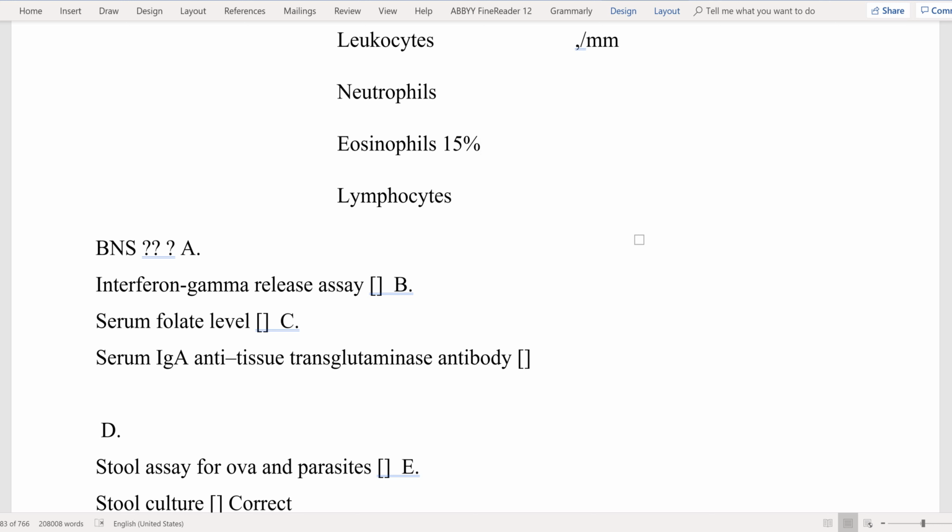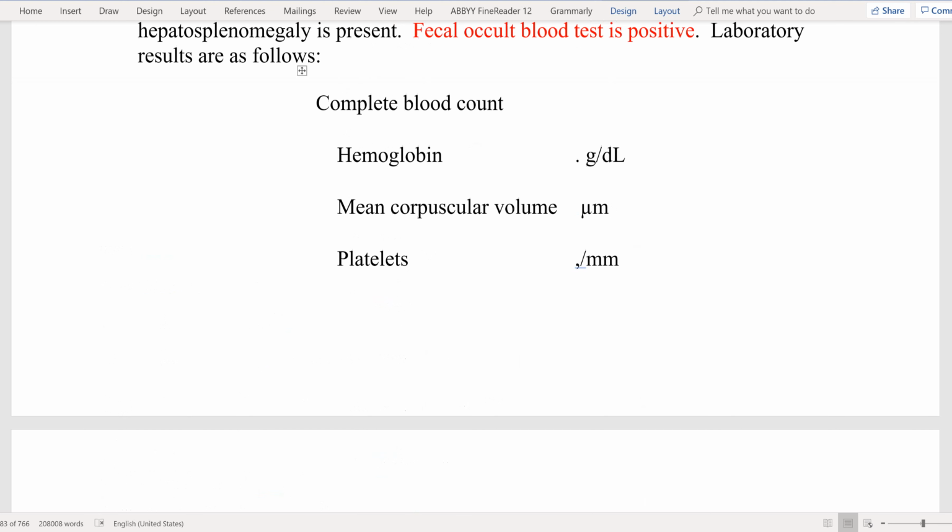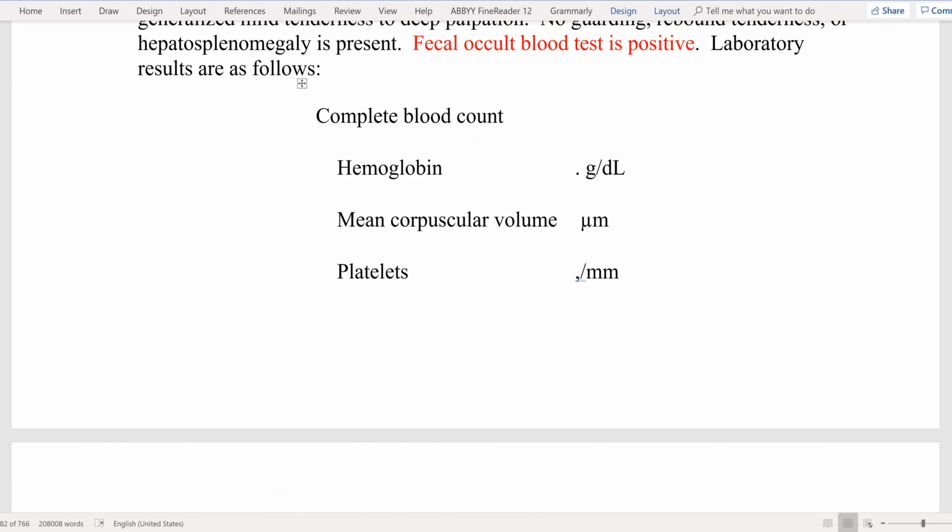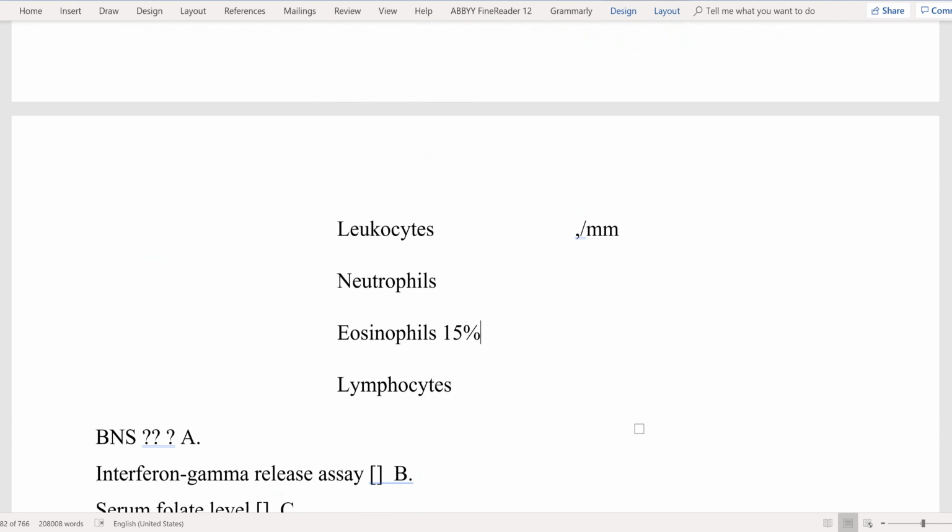Yeah, so these first three are easy to exclude. Most of the time there are options that are very easy to exclude, and then you get confused with two. Okay, so interferon gamma is for latent TB, folate when you have anemia, macrocytic anemia. Look at that. They gave the MCV and it was normal, so it's unlikely.